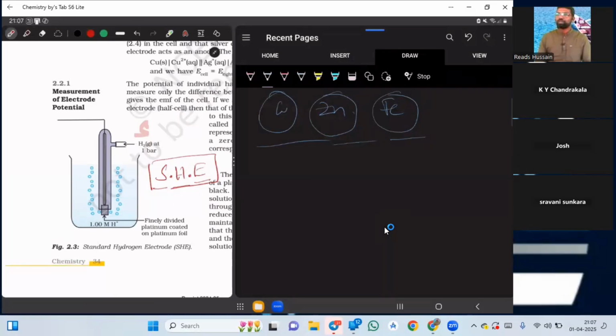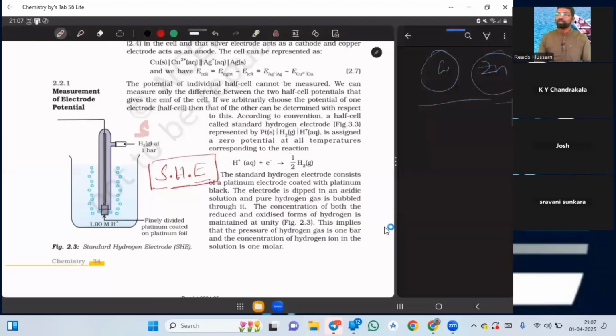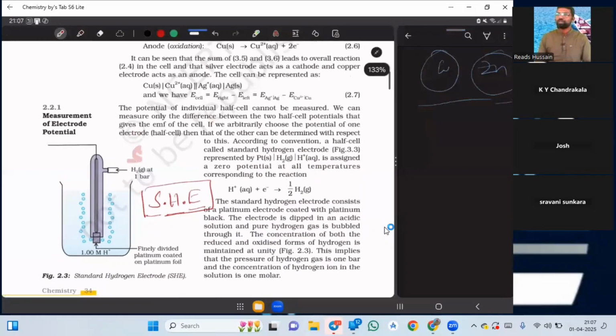One of the simplest reference electrodes is hydrogen. Here you can underline this part: the potential of an individual half cell cannot be measured. Potential of individual means potential of zinc, potential of copper, potential of iron. These individual potentials cannot be measured, but we can measure the potential by connecting them with some other electrode. Those are called reference electrodes. One of the simplest reference electrodes is the standard hydrogen electrode.